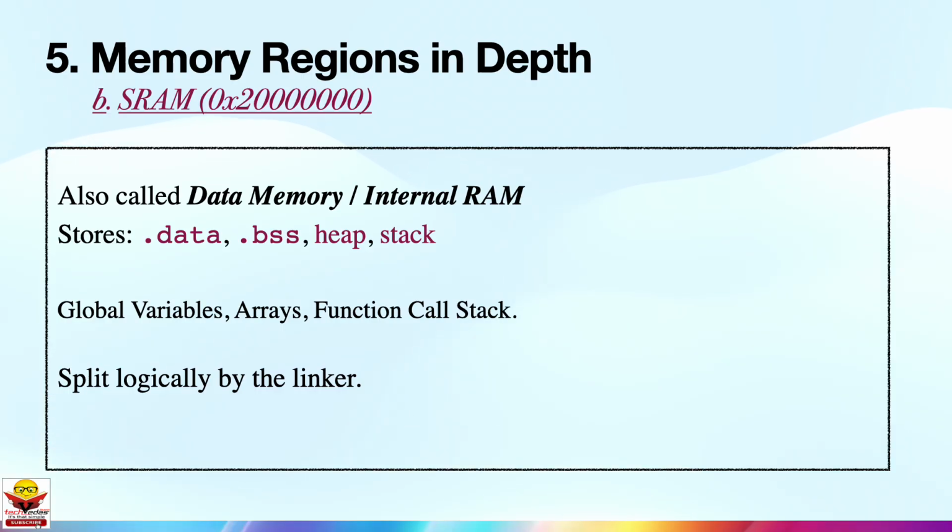RAM or data memory is where your variables get stored at runtime. Things like global variables, arrays, and even your function call stack. It stores 4 important sections: data, BSS, heap, and stack. And here is the interesting part. The linker decides how all this is laid out inside the RAM.